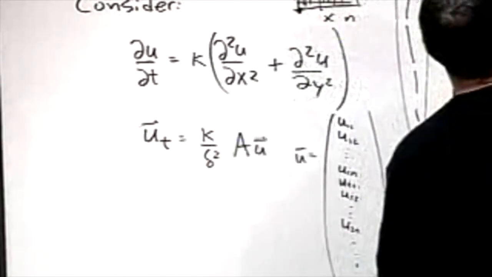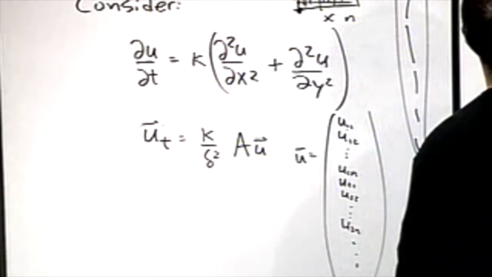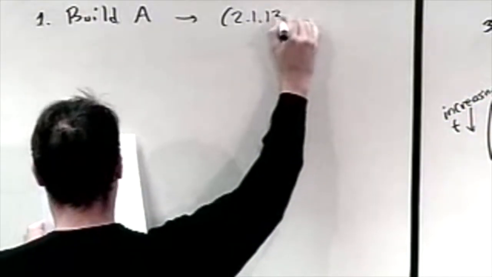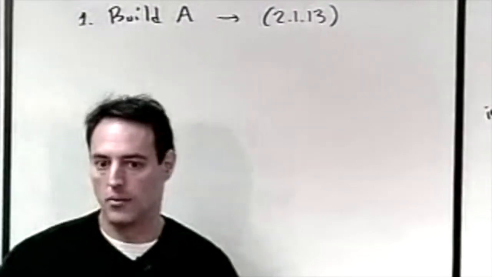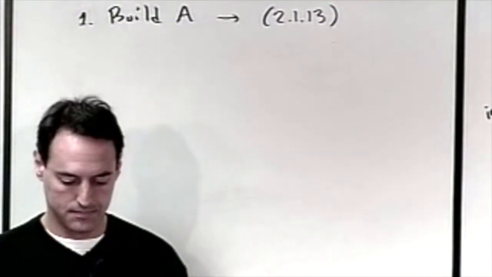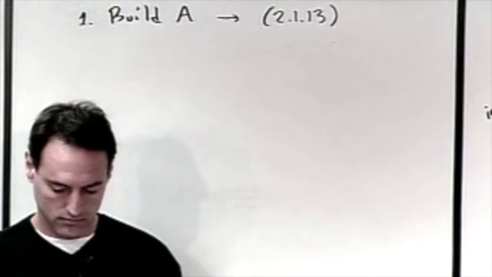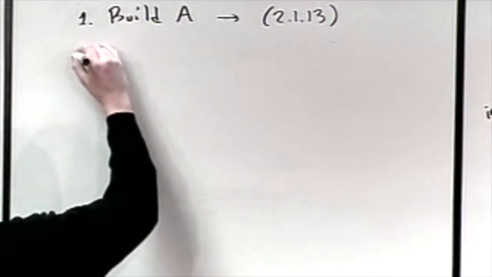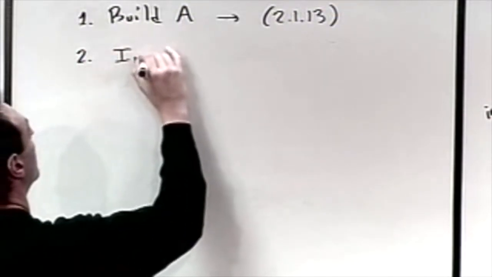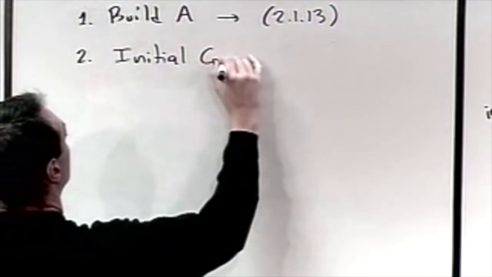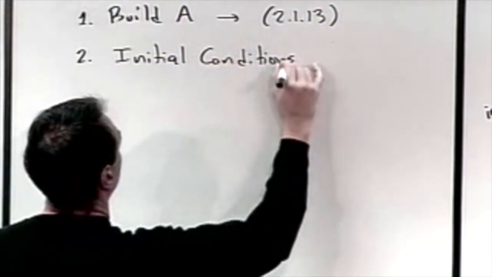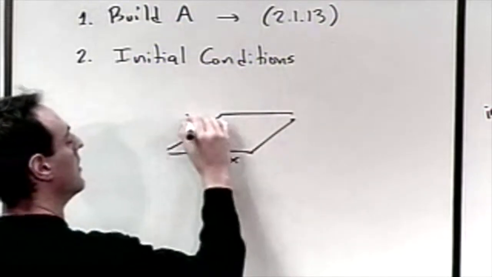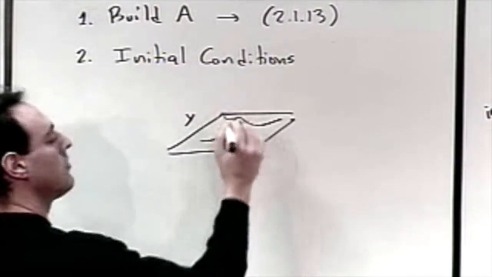So first of all, build A. We did that. That's equation 2.113, and we built it in class, I think, during that lecture. Second, generate initial conditions. So you see, we're doing the same pattern as before. But now your initial conditions might be something like this, some two-dimensional structure.